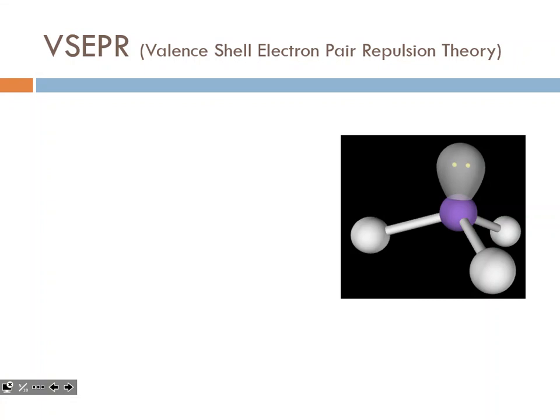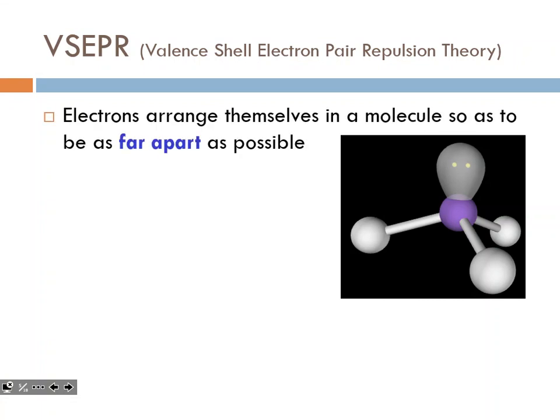Before we look at the shapes themselves, let's understand why shapes appear. That's because of the valence shell electron pair repulsion theory, or the VSEPR theory. The first part, of course, is that electrons are negatively charged particles. So what do electrons do to other electrons? Of course, they're going to repel, because like charges repel. So they're going to space themselves as far away from each other as possible. The bonded electrons and the lone pair electrons are going to spread out.